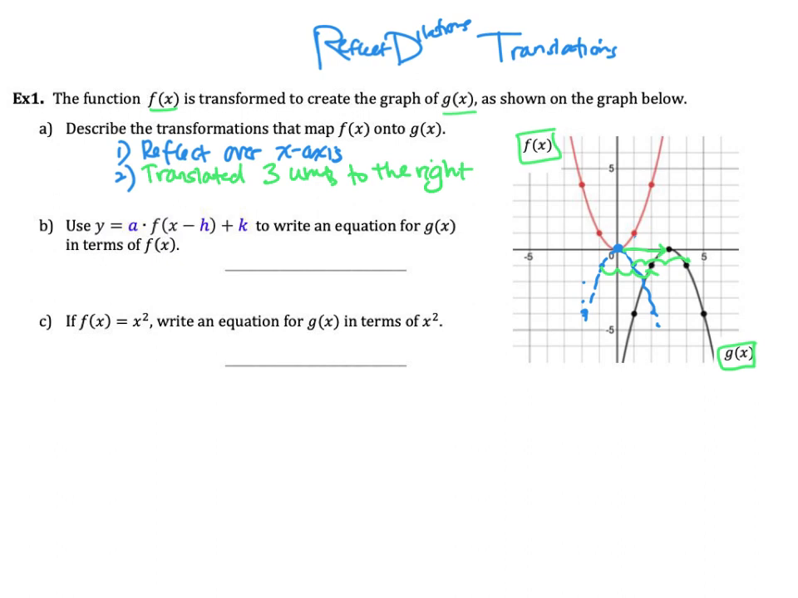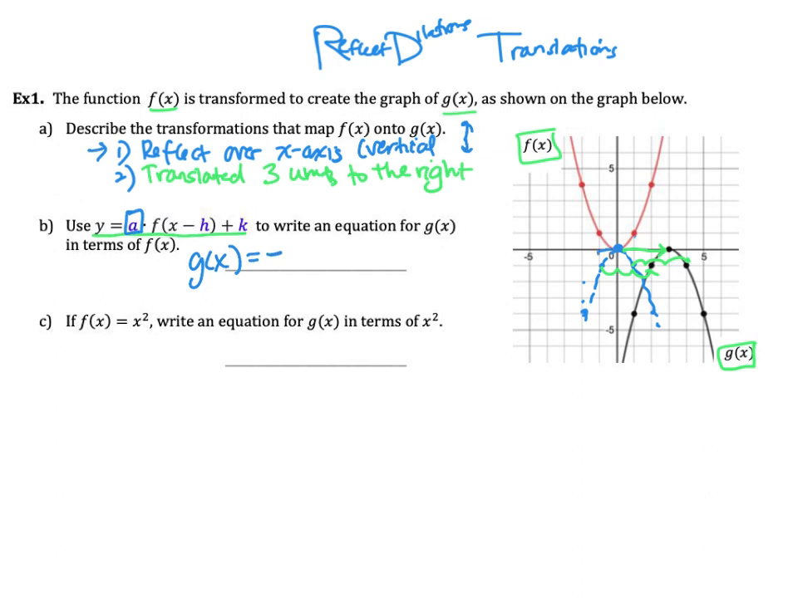Now, how can I show those transformations using function notation? So your g of x is now going to do what? Well, this is a vertical reflection. It flipped up to down. That's associated with your letter A, so my letter A has to be negative.